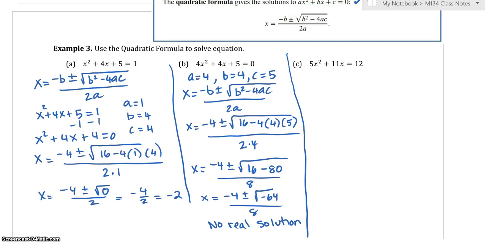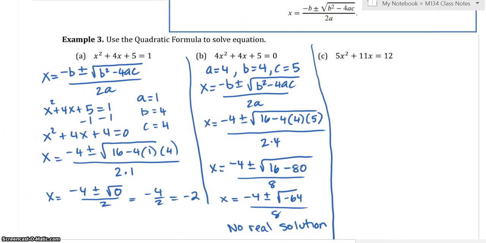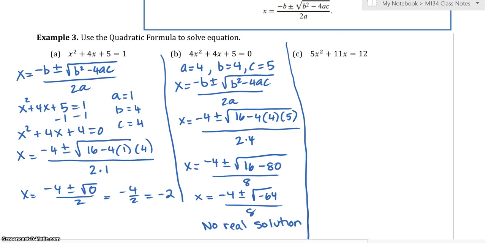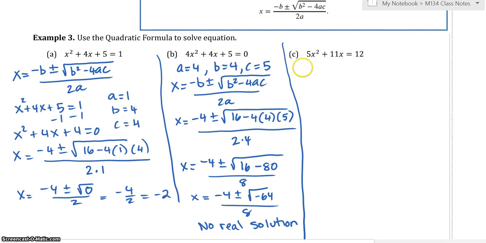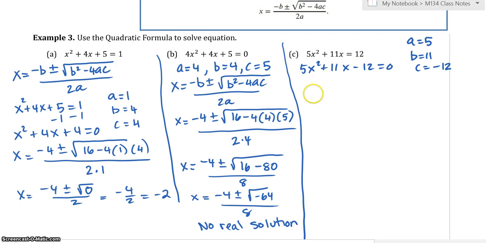So how do we do this one? Again, I need that 0. So I'm going to first get my 0. Let me get myself a little more room there. Okay, so I'm going to subtract 12 from both sides. So what is a? Yeah, a is 5, b is 11, c is negative 12. So this one is going to even have a different solution. So let's look at this one, our final one that we're going to look at.